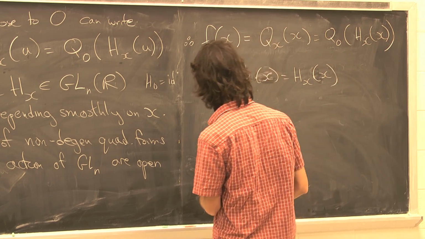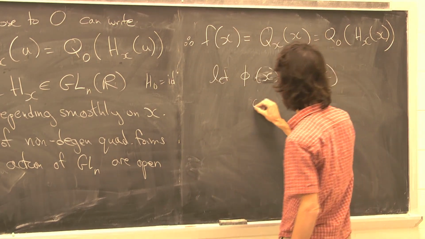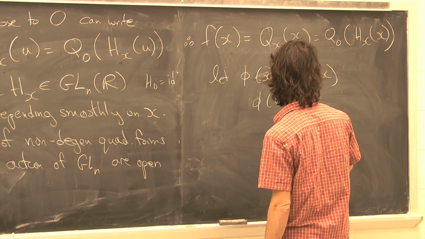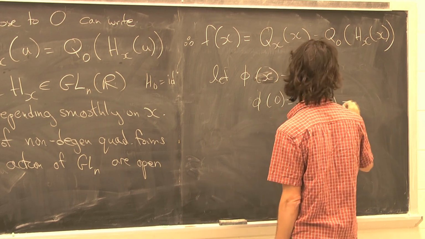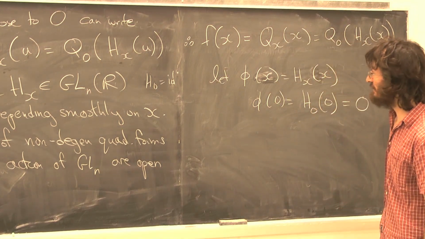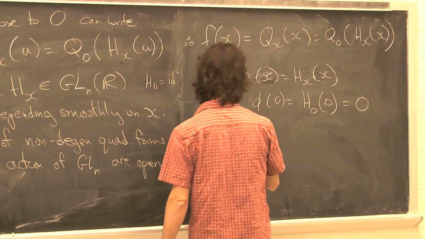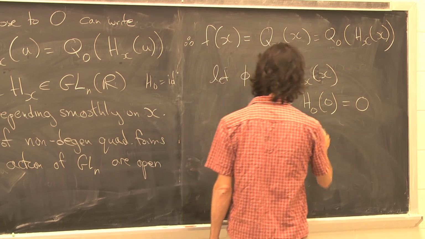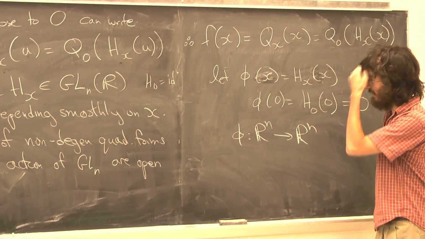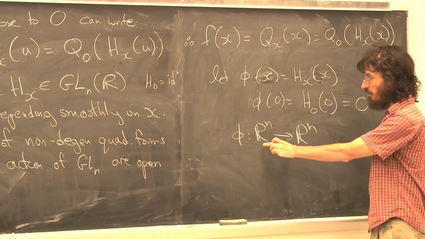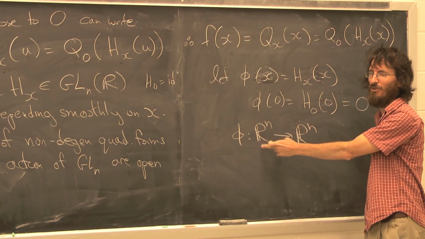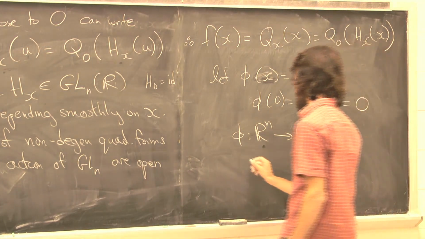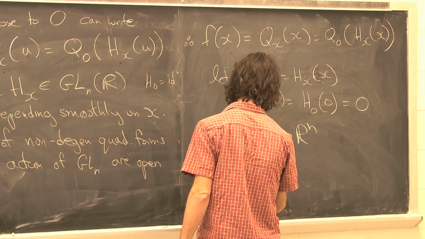And we claim that this sends 0 to 0, right? Because h sub 0 would be identity, so it's 0. So phi is a diffeomorphism. I'm going to write phi goes from Rn to Rn. It's a smooth map from Rn to Rn. Really, actually, it's probably an open neighborhood. Everything's only defined on open neighborhoods of the origin, but I'll just say that. And the claim is that this is a local diffeomorphism.